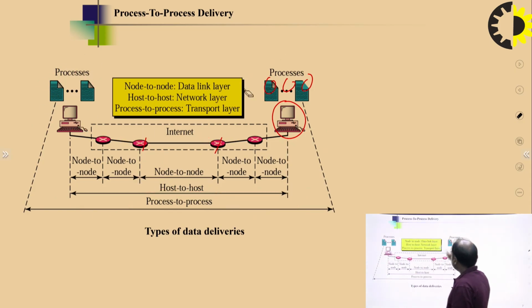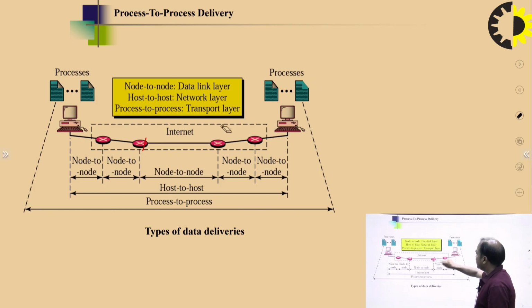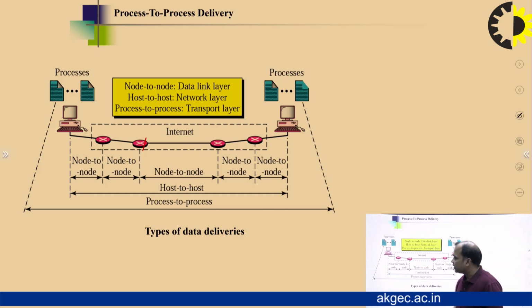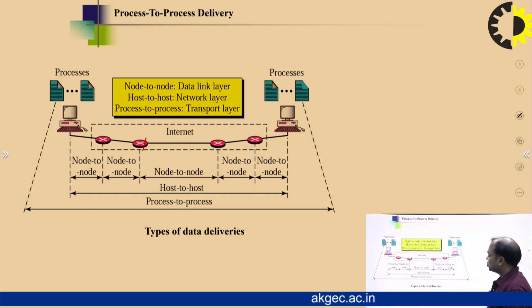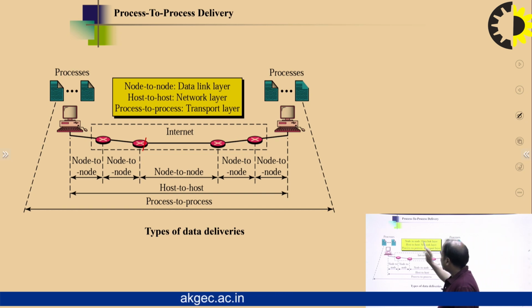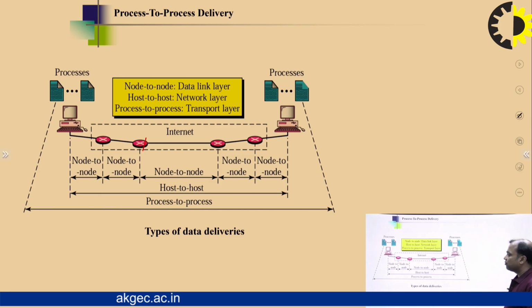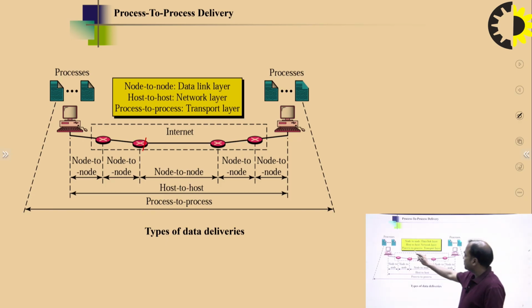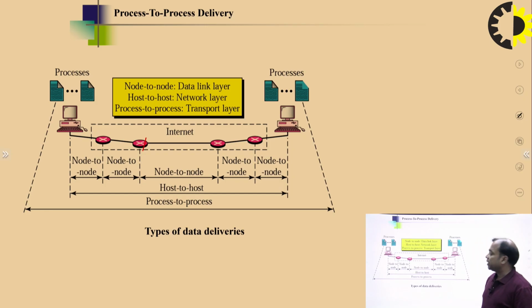As we have several processes running in a system or a computer at a time, this is how we connect one process to another process in the network. Here it is written node to node, which means it's the responsibility of the data link layer in the OSI model. Host to host means it's the responsibility of the network layer. Process to process means it is the responsibility of the transport layer in the OSI model.